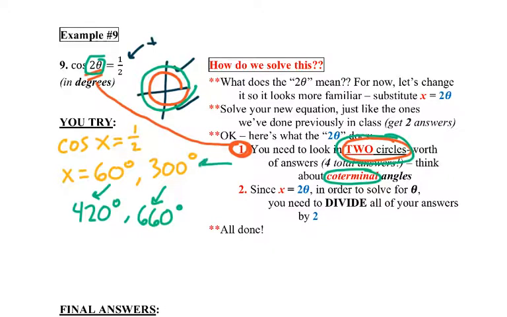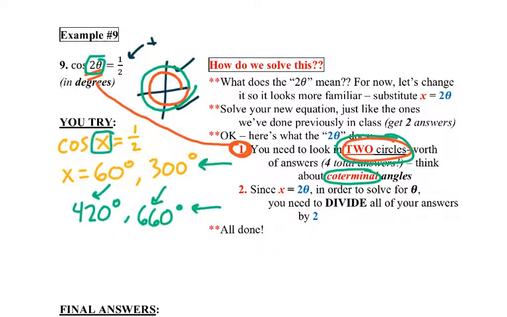So we got our first circle's worth, 60 and 300. And then we found in the second circle, those answers would be the coterminal friends, right? Add 360 to each, and you get 420 and 660. But guess what, guys? We're still not done. All these are equal to x, right? But where did x come from?